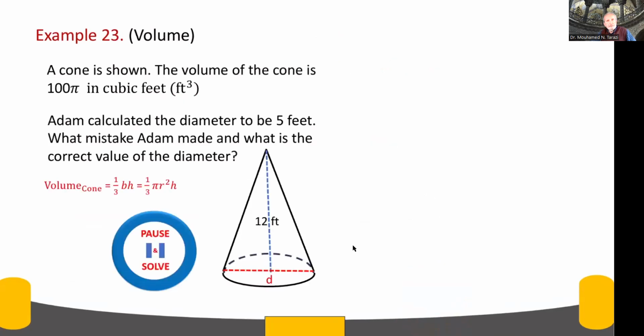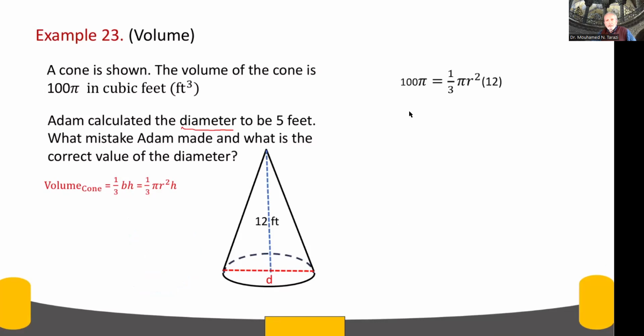Another example, a cone is shown, the volume of the cone is 100 pi in cubic feet. Adam calculated the diameter to be 5 feet. Read the question correctly, the diameter. What mistake did Adam make and what is the correct value of the diameter? Again, they will give you the formula here. Now, just remember that a cone is 1/3 of a cylinder, okay? So that's the diameter down. That's what we are trying to calculate.